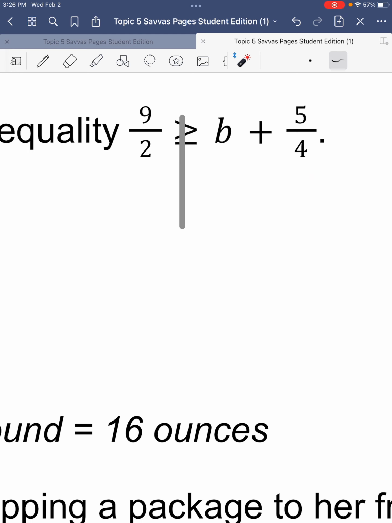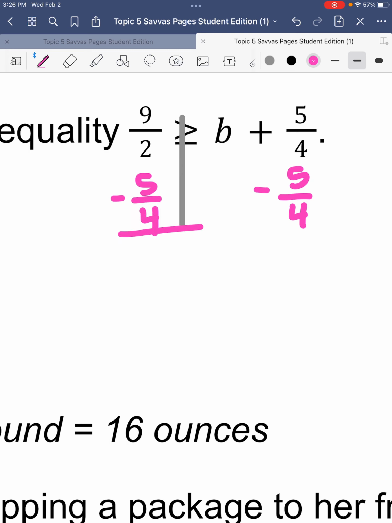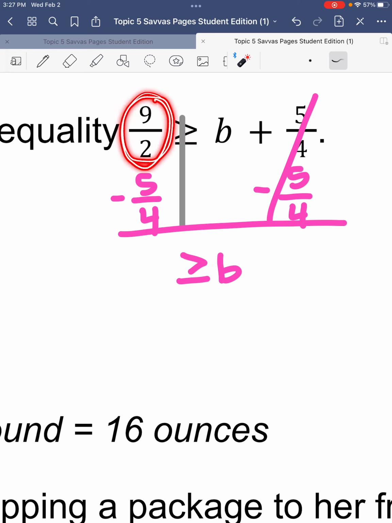So how do I undo a positive 5 over 4? Well, I subtract 5 over 4. And I do that on both sides to keep everything balanced, right? So on the side with the b, my 5 over 4 cancels out, and I have b by itself. My inequality sign stays the same, greater than or equal to. Now on the other side, I've got two fractions, right? 9 divided by 2 minus 5 divided by 4. I could put that in my calculator, but I can very easily do this in my head.